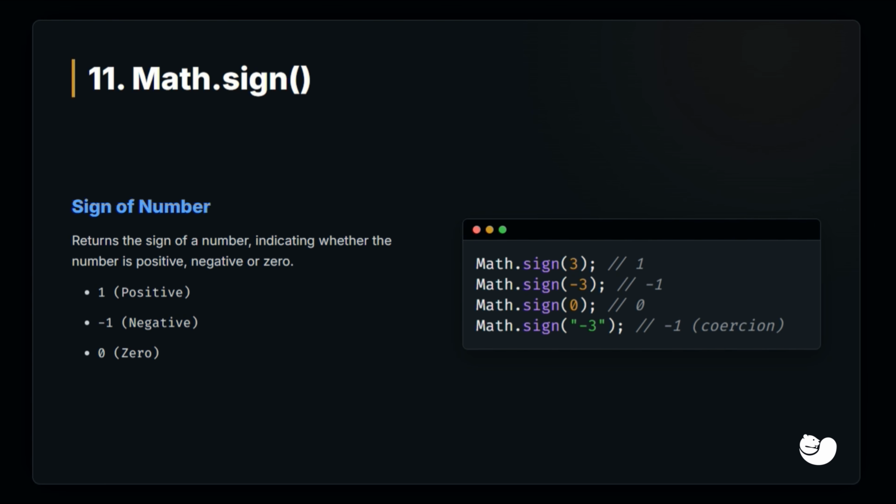Instead of writing complex checks to see if a value is greater than or less than 0, you can simply check the sign. This is particularly useful in physics engines to determine the direction of velocity, in financial apps to color code gains versus losses, or in sorting algorithms to determine relative order. It also handles string coercion, so passing the string "-5" will correctly return -1, adding a layer of robustness to your input processing.